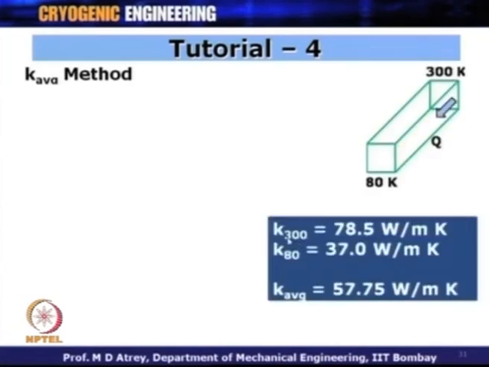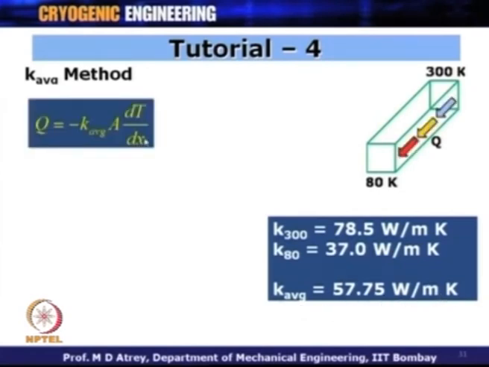So, K at 300 Kelvin for copper is 78.5 watts per meter Kelvin, and K at 80 Kelvin is 37 watts per meter Kelvin. If we take the average of these two, the K average value is going to be 57.75 watts per meter Kelvin. How do I calculate Q in this case?